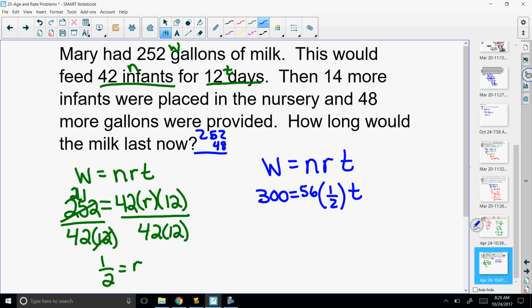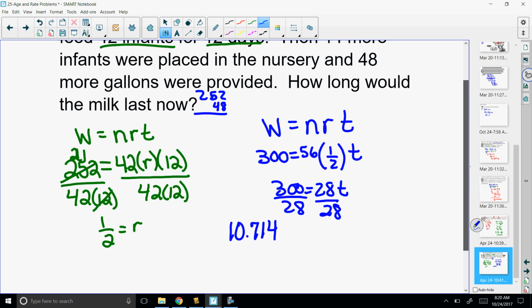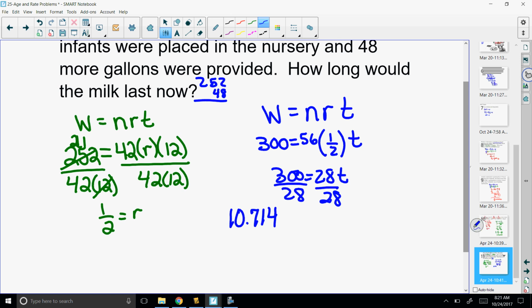You're going to calculate that. You can do that, 300 divided by 56 times 1/2. What did you get? 10.71. 714. What's your label? Days. So it's going to last you 10.714 days, 10.71 days.